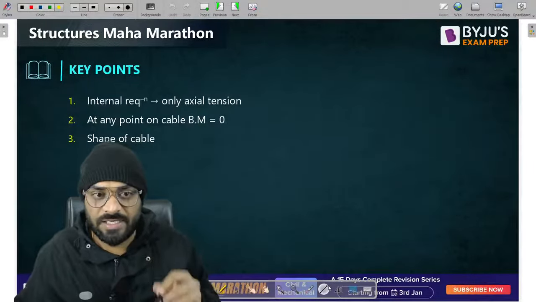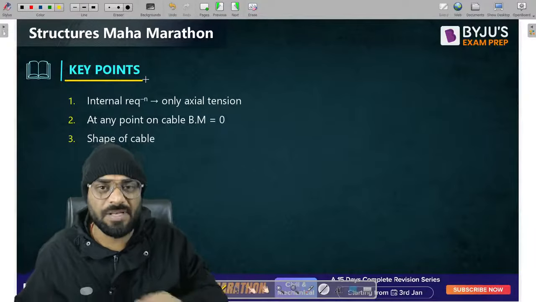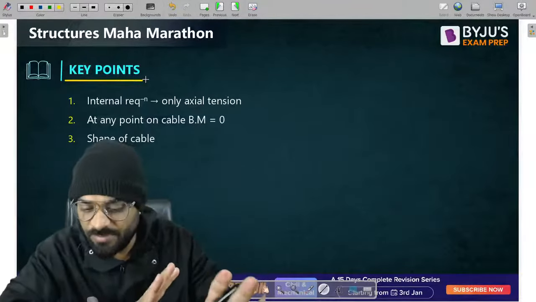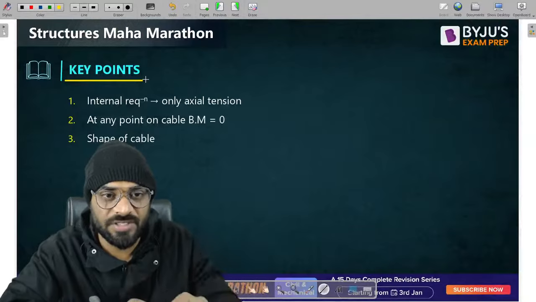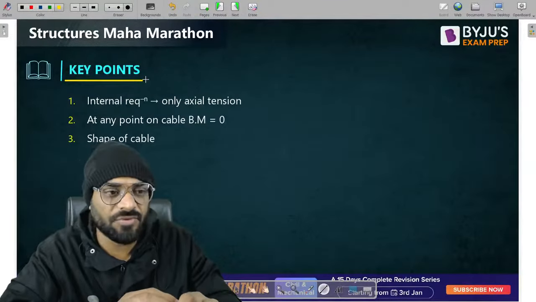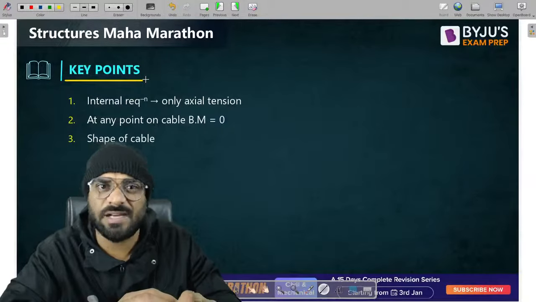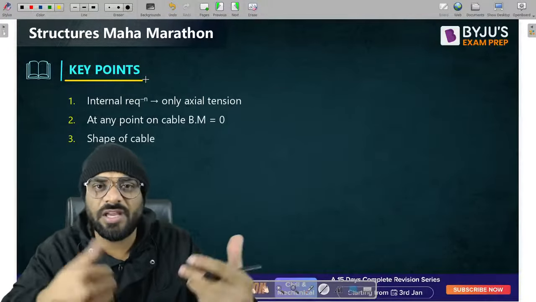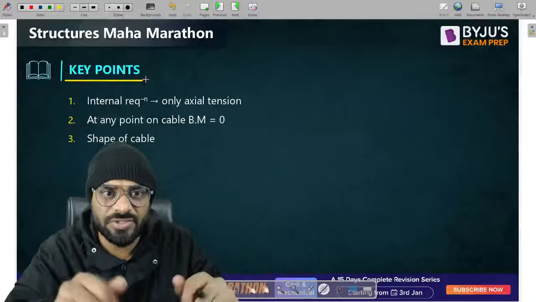Let's understand the next portion, which is cable. From cable, you can expect the question in the GATE examination. From arches, there is very less chance, but still if you have a question, then it can be a standard case, right? And that's why I have suggested you, please remember the values directly.